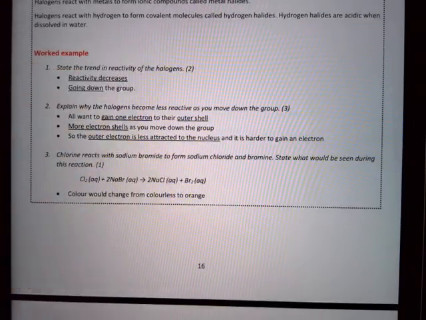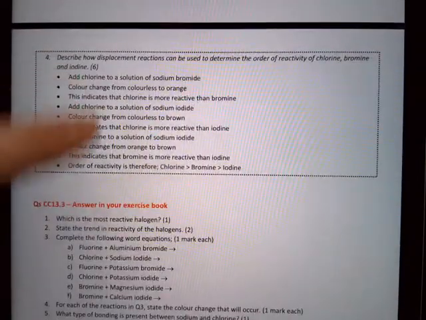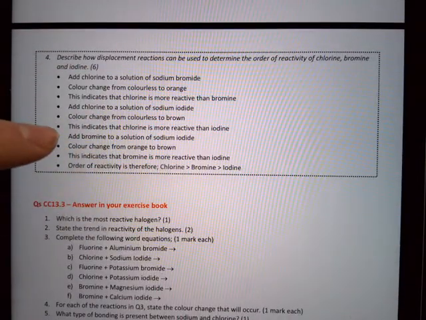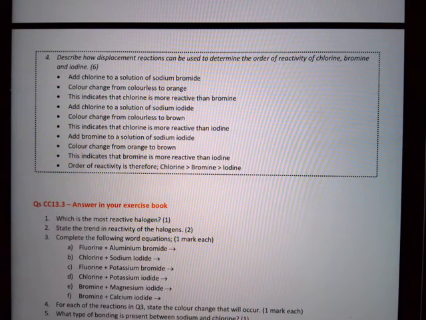The other thing they can ask you, and this is a potential 6-mark question, is they'll ask you, well, prove it. Okay, you know that the halogens are getting less reactive as you move down the group. Describe an experiment that proves that. And underneath here, I've written out an answer in words, but what they may ask you for is equations. And in the answer I've written in your booklet, there are no equations. I'm just going to redo this one, including equations.